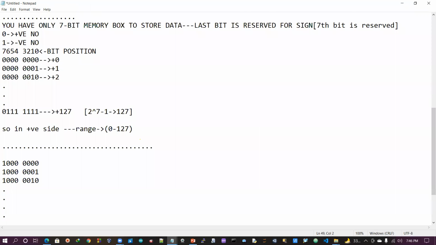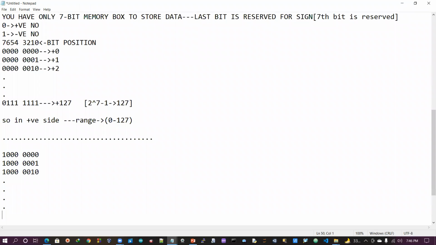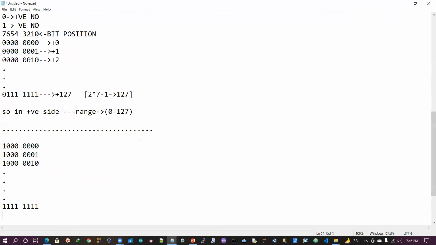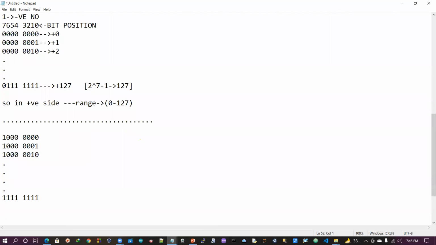Dot, dot, dot. So what is the last one? Last one, you tell me. Definitely 1, 1, 1, 1, and 1, 1, 1, 1. Understand? When you calculate, so you will get... So in the bottom you have 8 bits, and then in the top you have 7 bits.